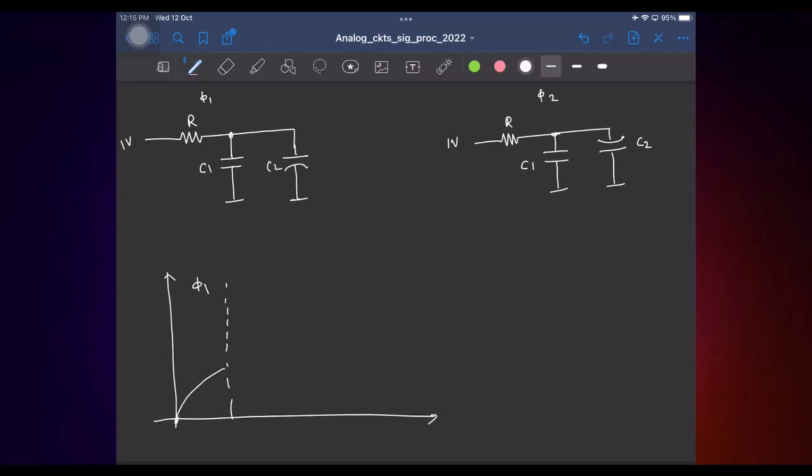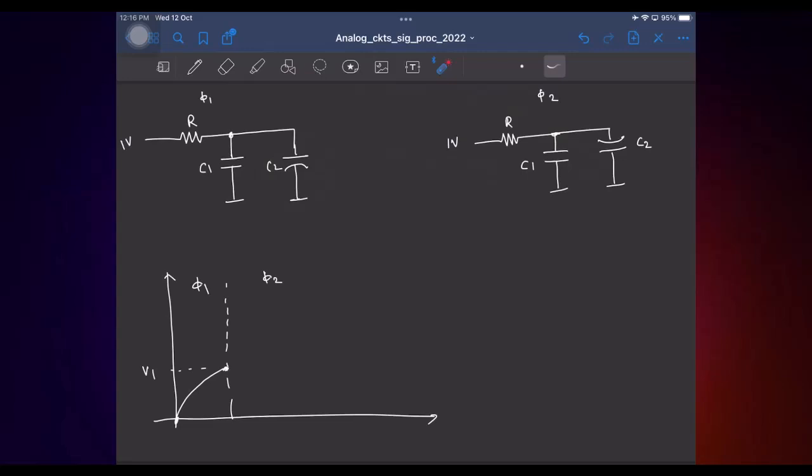So let's say it does something like this, and it reaches some voltage V1. Now what happens at this point? Phi 2 starts. At this instant, the circuit changes from the left one to the right. So basically the capacitor C2 is now flipped and connected across C1. Because of that, instantaneously there is going to be some charge transfer and distribution among the capacitors, so the capacitor voltage will change abruptly.